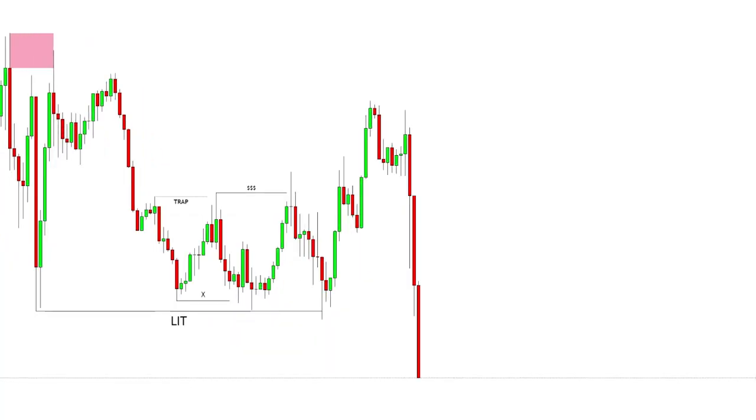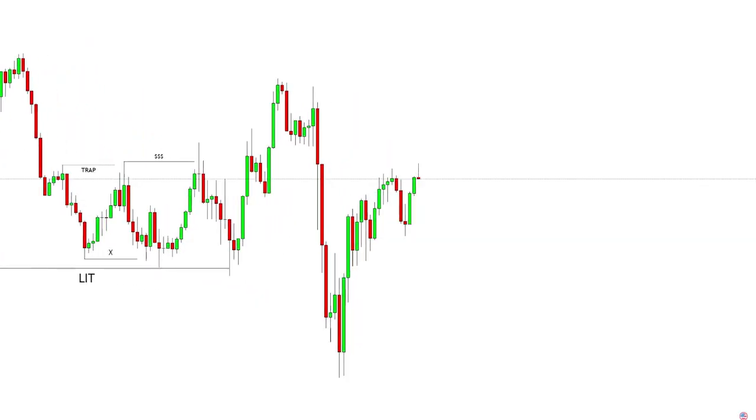I will teach you the theory behind each concept using images and illustrations. Then we will go to my trading chart and see how the same concept works in action. So let's start talking about POI, point of interest.